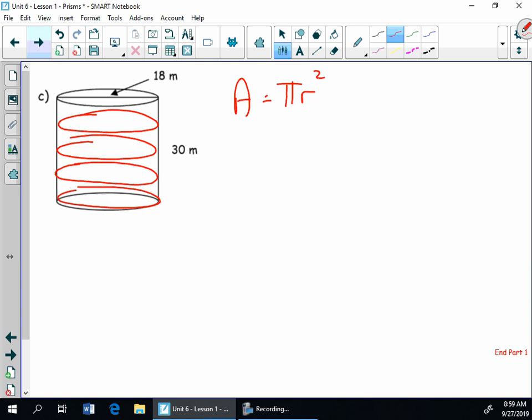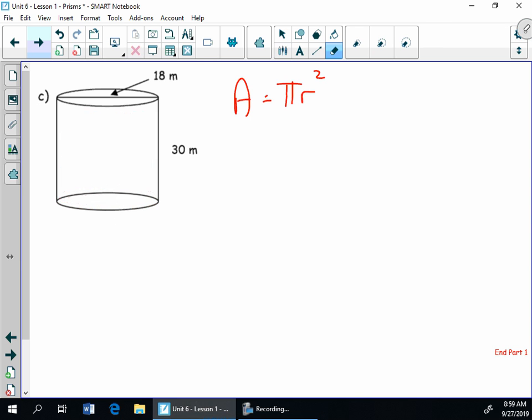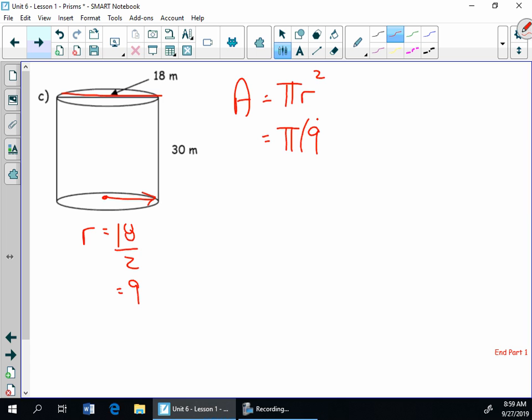Do they give us the radius? Well, let's take a look at our diagram here. They give us a line that goes all the way across. Well, that's not a radius, that's a diameter. But if my diameter is 18, my radius goes halfway across. It's going to be 9. Always the half of the diameter. So we're definitely going to need a calculator for this one because we've got the pi button and the exponent button. If you type that in, you should get 254.47.